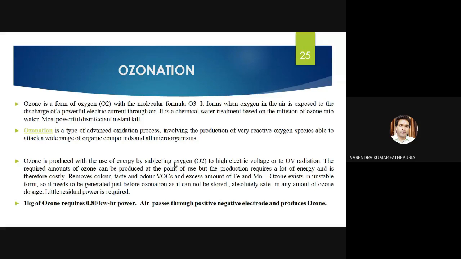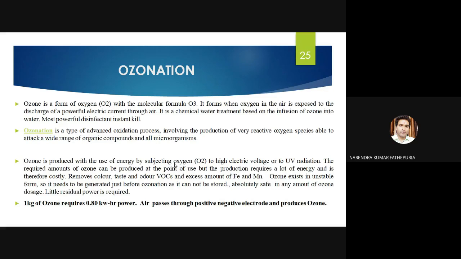As I told you, ozone is a very good oxidizer, very good disinfectant. Ozone is a form of oxygen with the molecular formula O3. It forms when oxygen in the air is exposed to the discharge of a powerful electrical current through air. It is a chemical water treatment based on the infusion of ozone into the water. Most powerful disinfectant, instant killing happens in the ozonation process. Ozonation is a type of advanced oxidation process involving the production of very reactive oxygen species able to attack a wide range of organic compounds and all microorganisms.